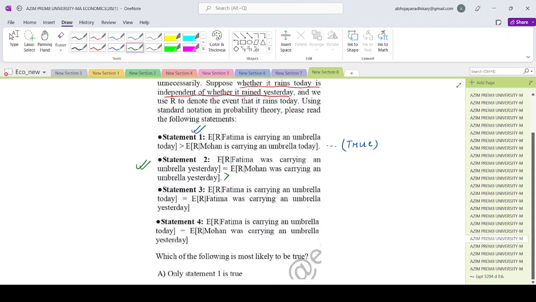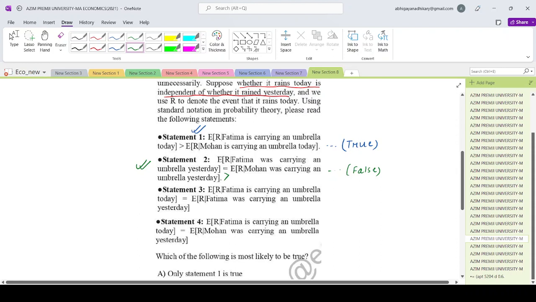So that means if statement 1 is true, then statement 2 has to be false. Let me repeat it once more: if statement 1 is true, then statement 2 has to be false. Now there are many situations that can occur. I can understand you might be a little confused.